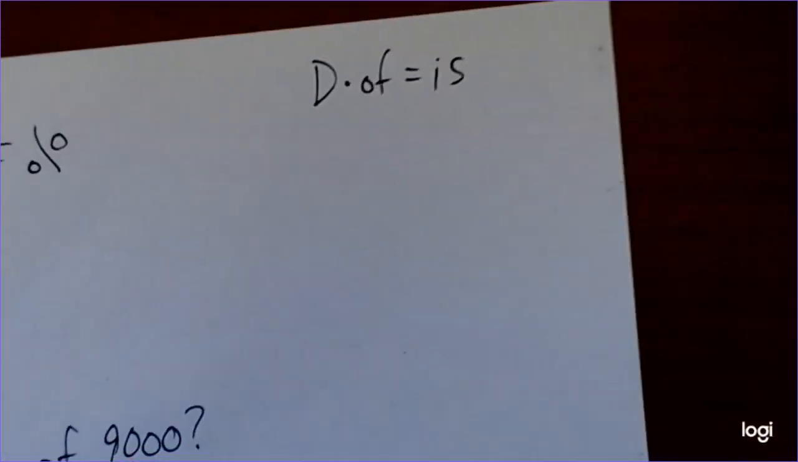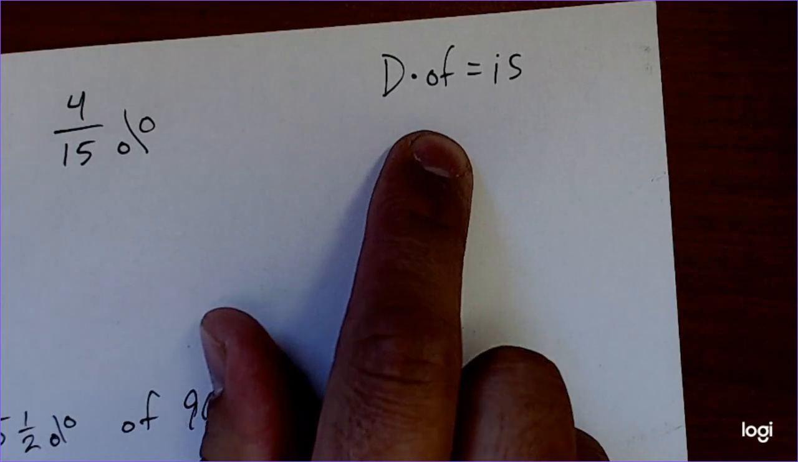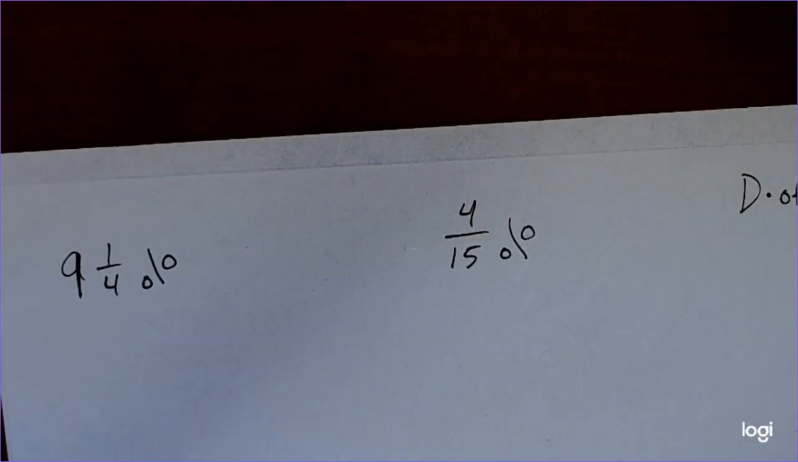So the way that we're going to use them in word problems is by using decimal times of equals is, right? But we can't use decimal times of equals is until we know how to convert some fractional percents to decimals. So let's go ahead and do a little bit of practice with that right now.